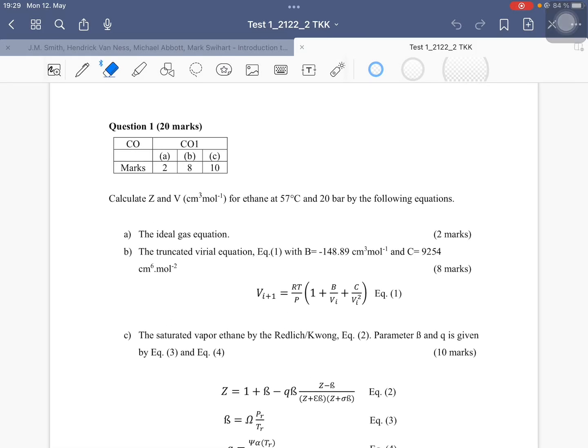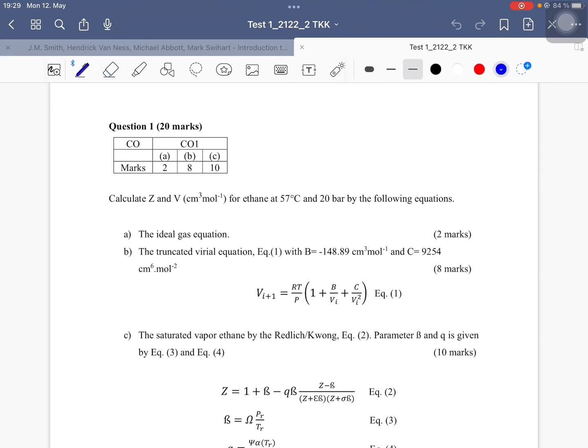Looking at the first question, it's a very straightforward question. They want you to find the Z and V value for a given substance at a given temperature and pressure. So in this question, they ask you to find Z and V for ethane at 57 degrees Celsius and 20 bar.